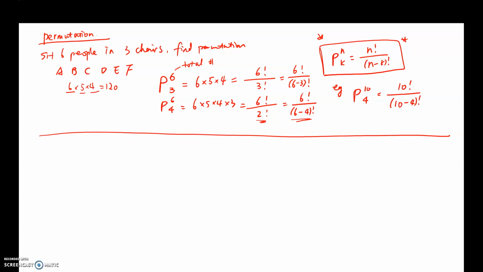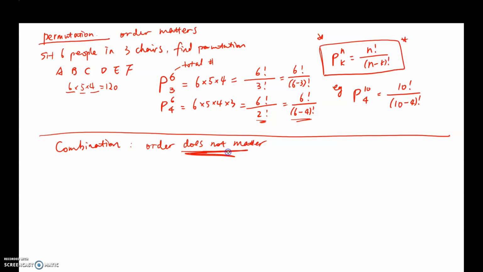So now, thinking about the scenario, if I want to sit 6 people, A, B, C, D, E, F, in 3 chairs, but I want to find the combination of it. In other words, permutation is where order matters. Okay, combination, take-home message, order does not matter.